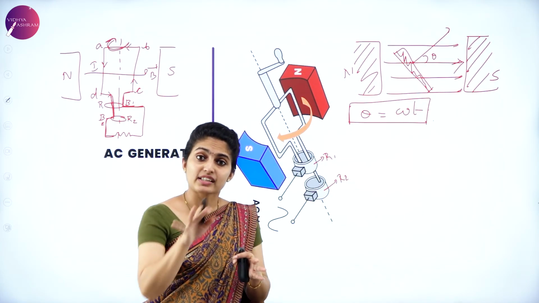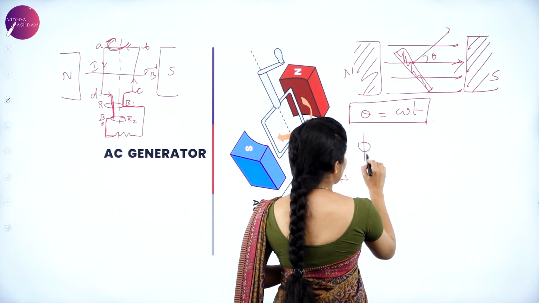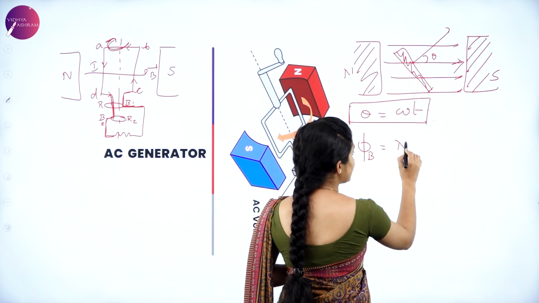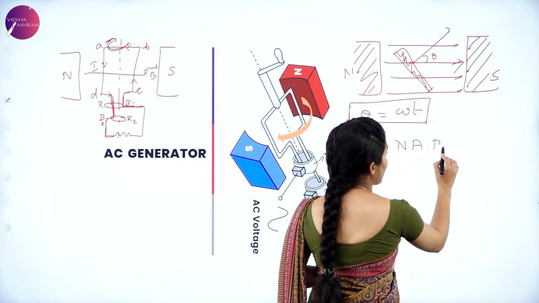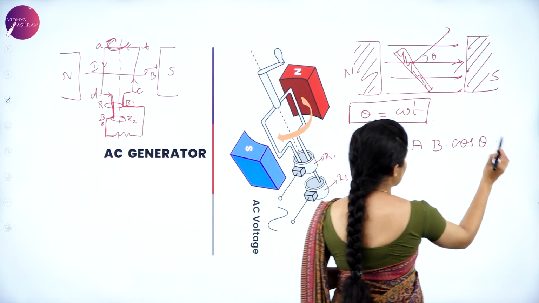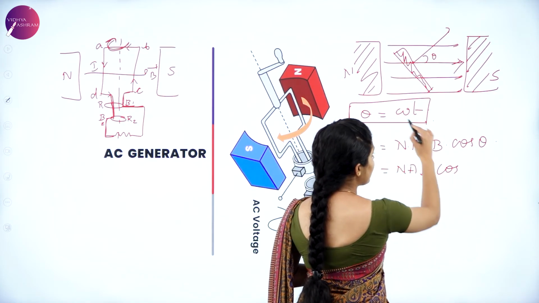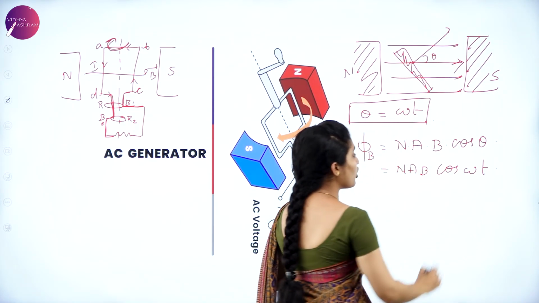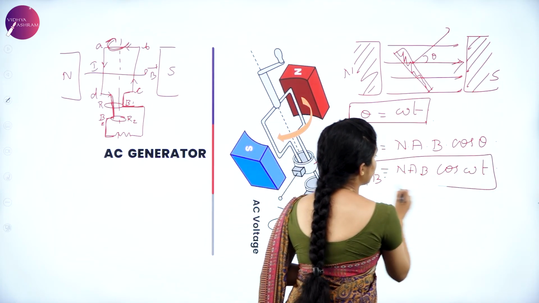Now the magnetic flux linked with the coil at a certain instant of time is N, the number of turns of the coil, A, the area, and B, the magnetic field, with the trigonometric function cos theta. So we have NAB cos theta, which is NAB cos omega t. This is the magnetic flux linked with the coil.